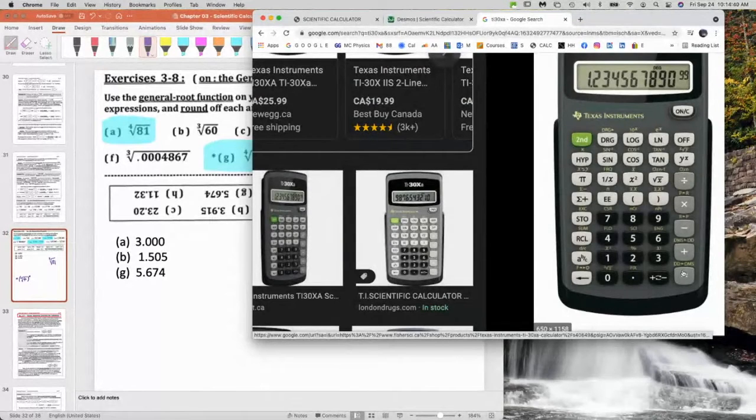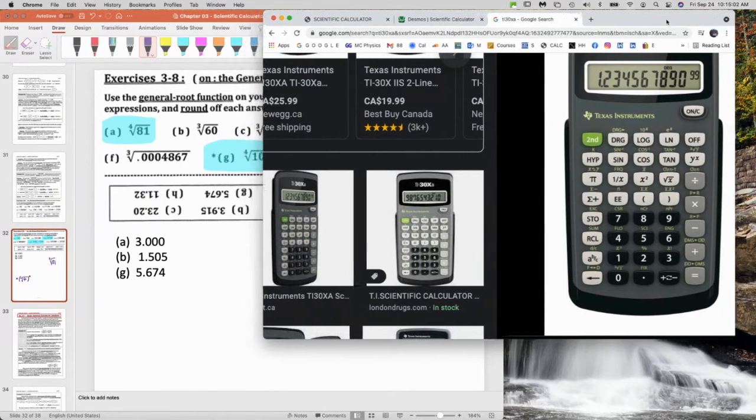Let's talk about Sheldon for a second here. Okay, so you see Sheldon, yours is backwards. You see how Sheldon's was backwards? You type in the 81 first, and then you have to hit the root thing after. So once you get this one down, I honestly recommend that you jot down on a paper the sequence of buttons that you had to press.